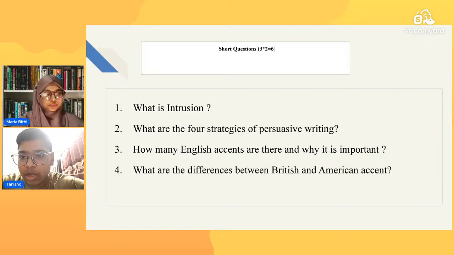Now, third number. How many English accents are there? There are 160 English accents. And why is it important? An accent can make us stand apart in a crowd, and it can carry our information and the place we come from.